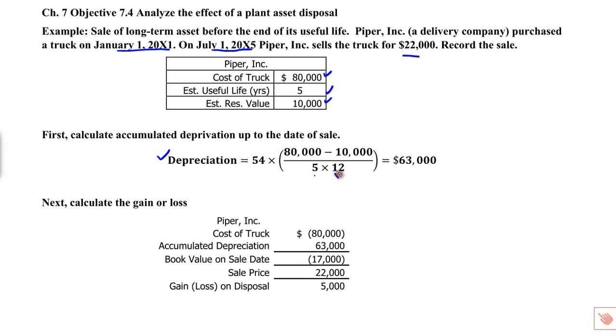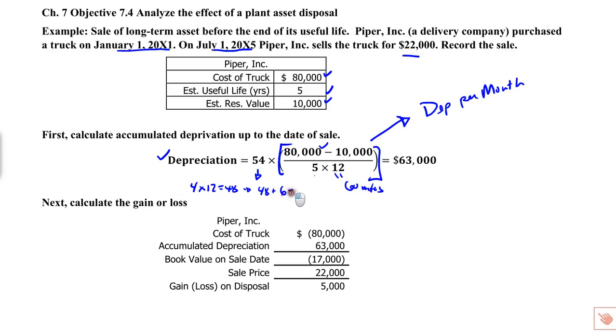There's 60 months in 5 years, so this is 60 months. Here's the depreciable cost. This, in parentheses, is depreciation per month. And how many months? 4 times 12 equals 48. And then last year, they had 6 months. 48 plus 6 is 54. Put this all together, 63,000 of accumulated depreciation.